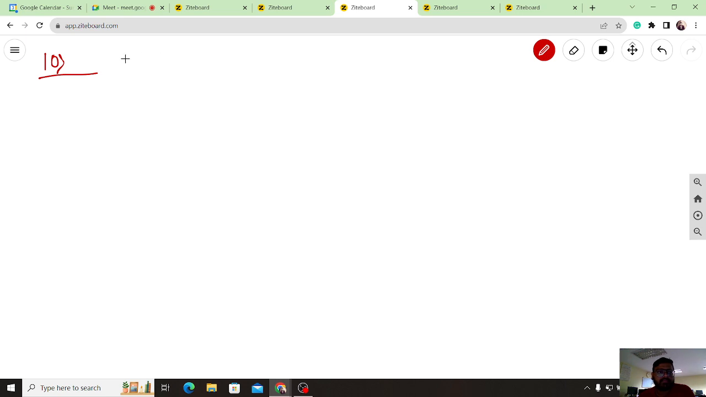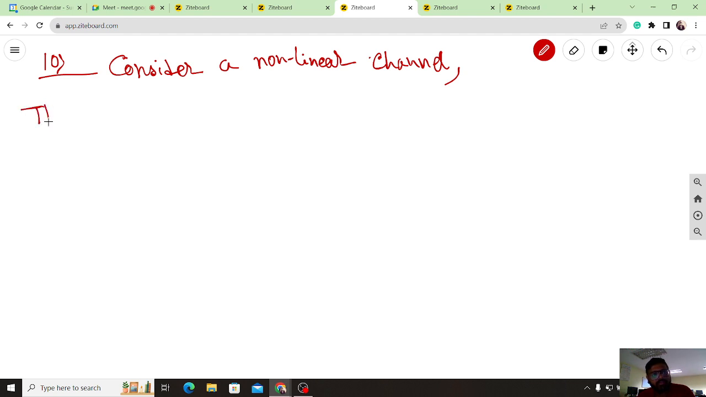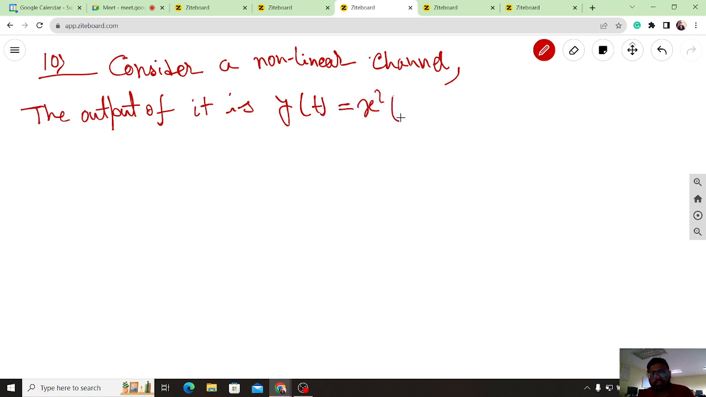It says, consider there is a nonlinear channel, and the output of this nonlinear channel, y of t, is a function of the input x of t in this form: y of t is equal to x squared t, and x of t is the input.